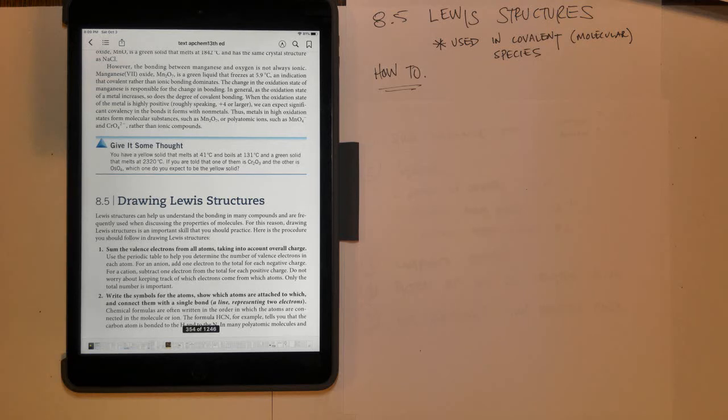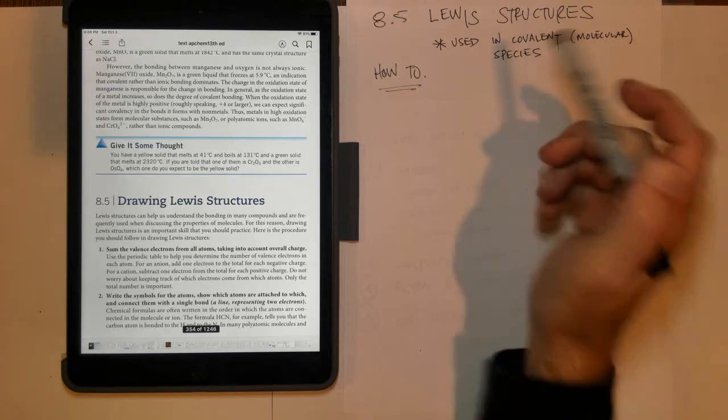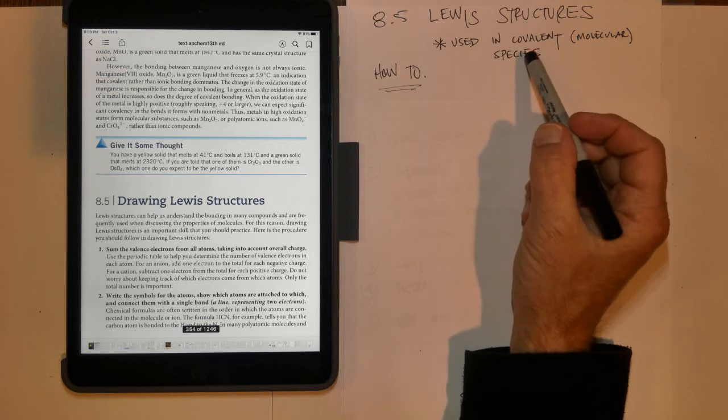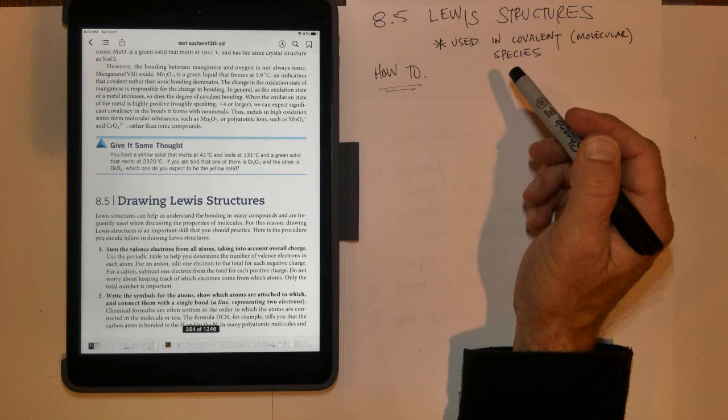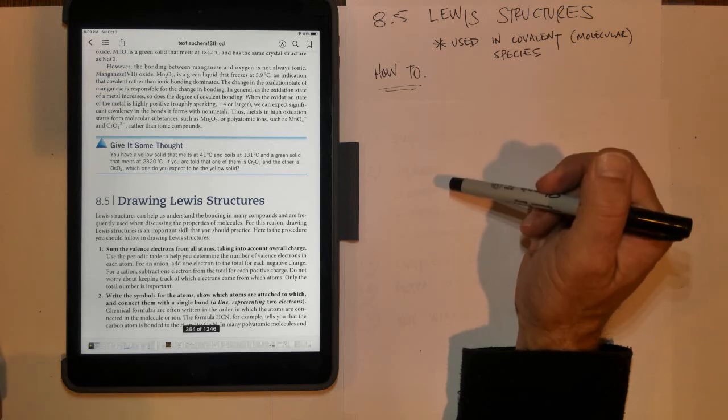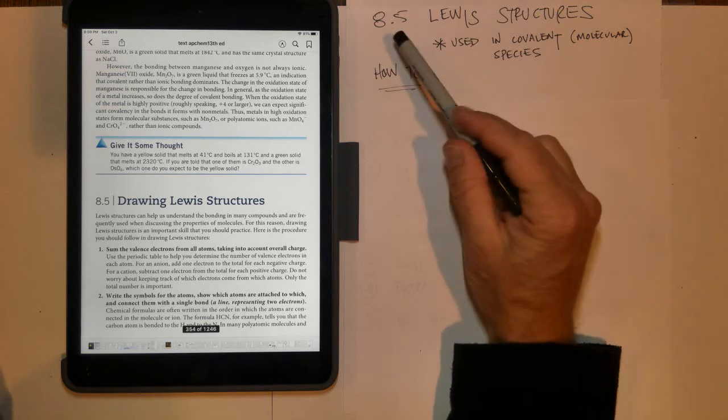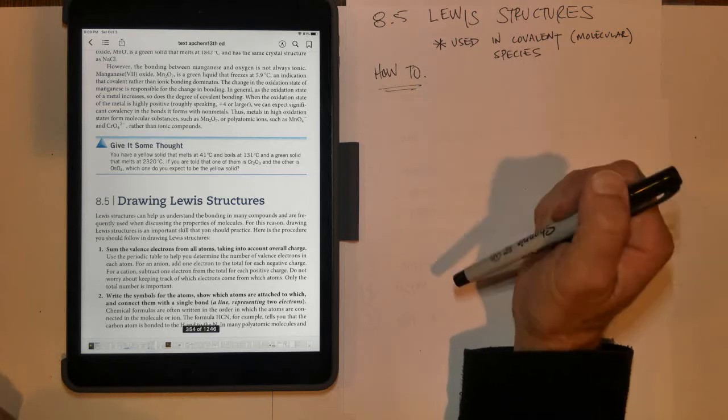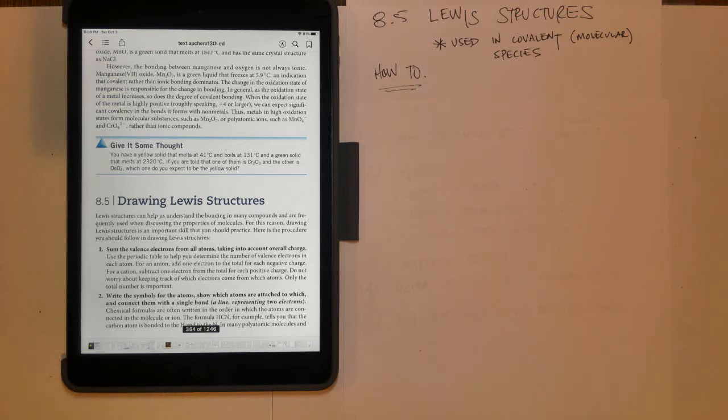So when we talk about covalent or molecular molecules or species, meaning that it could be an ion, we want to illustrate that using what's called a Lewis electron dot structure. The Lewis structure allows us to take a look at how the molecule might act or react, and then when we get to Chapter 9, we'll look at its shape as well. So this section, section 8.5, talks about how to draw Lewis electron dot structures.